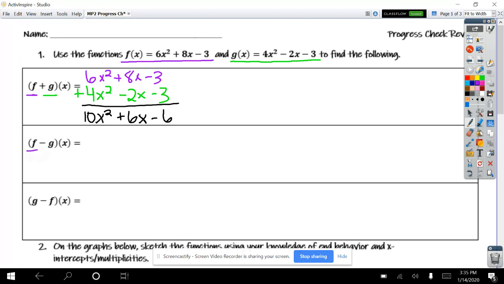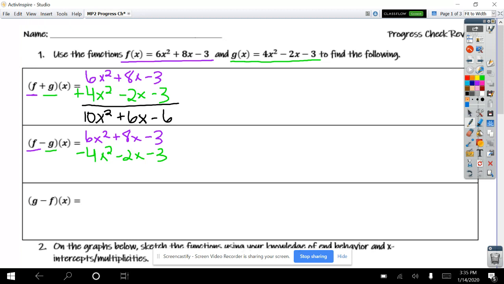The next one is asking us to subtract f minus g of x. So again, I'm going to start by writing f on the top. So 6x squared plus 8x minus 3. And then I'm subtracting g of x. So subtracting 4x squared minus 2x minus 3. Now you have to be careful here when you're subtracting because right now, the way I wrote it, I'm only subtracting 4x squared. I'm not subtracting all three terms.